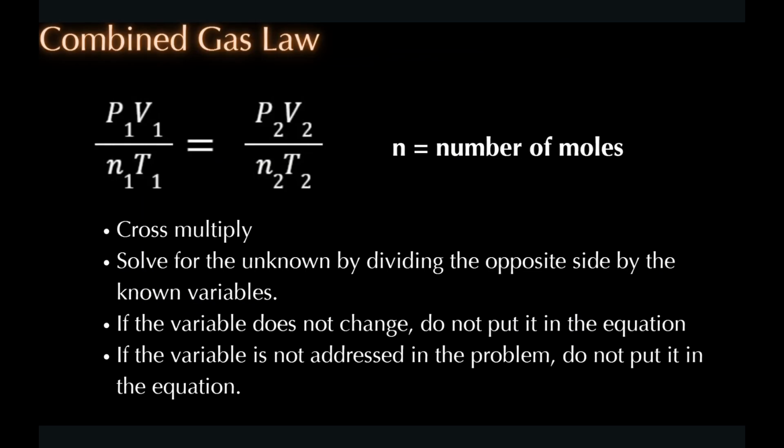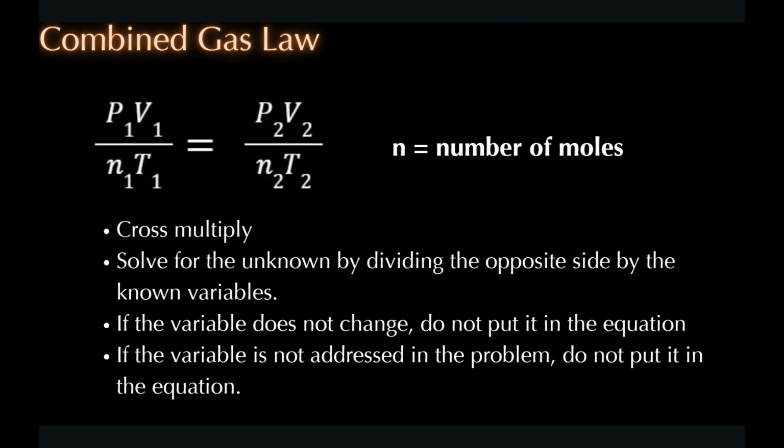Alright, so our combined gas law is going to be P1V1 divided by N1T1 is equal to P2V2 divided by N2T2. N will be our number of moles, P will be for pressure, V will be for volume, and T will be for temperature.